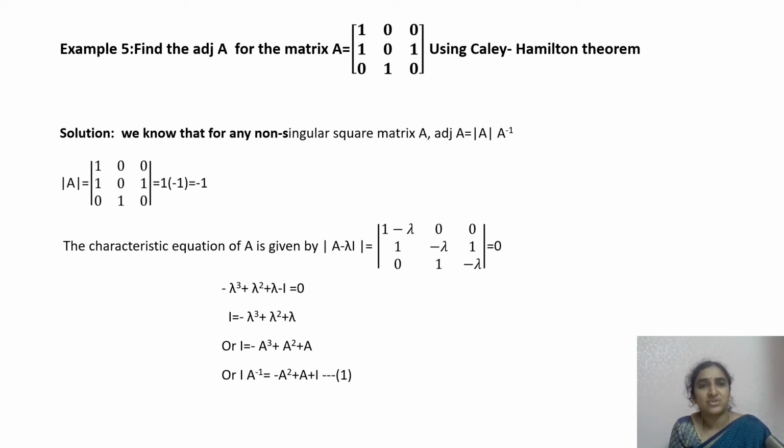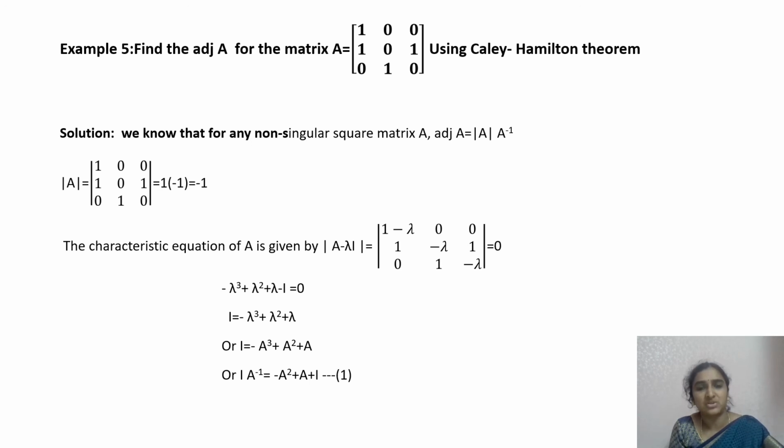Let us find the adjoint of A using Cayley-Hamilton theorem. The given matrix A is equal to 1 0 0 1 0 1 0 1 0. We know that for any non-singular square matrix A, adjoint of A is equal to determinant of A into A inverse. Hence, determinant of A will be given as the determinant of the given matrix 1 0 0 1 0 1 0 1 0, which is equal to minus 1.